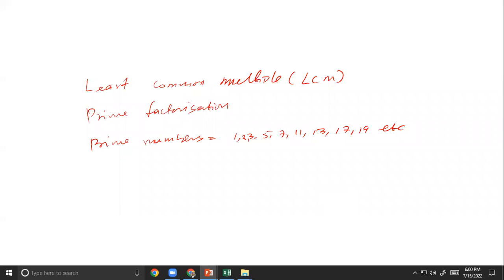Hello. So today we're going to calculate the LCM of three numbers. Least common multiple, or LCM, is a very common question in KCPE. We're going to use the prime factorization method. This requires that we remember our prime numbers, which are 1, 2, 3, 5, 7, 11, 13, 17, 19, etc. Prime numbers are numbers that are divisible by 1 and themselves only.